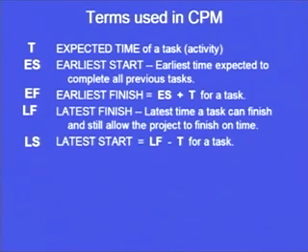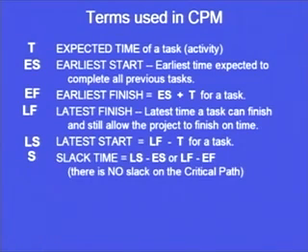Then latest start. So, latest start is given by the latest finish, already we know, minus the time required for accomplishing that task. Similarly, we calculate the slack time, which is given by the latest start minus early start or the latest finish minus the early finish, and this gives us a value for the nodes or the elements where there will be no slack, and the nodes at which there will be no slack would fall on the critical path. So, there is no slack on the critical path.